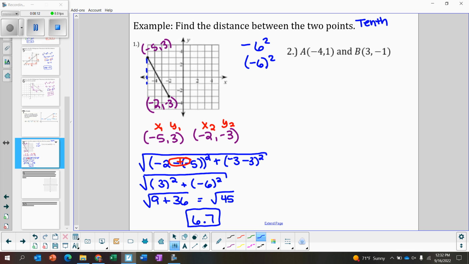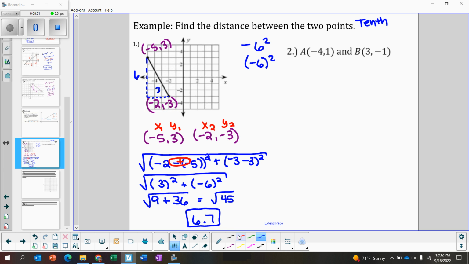If I counted the boxes this way, there were 6 boxes going this way, and counted the boxes here, there were 3. So 6 squared plus 3 squared ends up as the square root of 45, ends up as 45, and when we take the square root, we get the square root of 45. All right, let's try the second one.